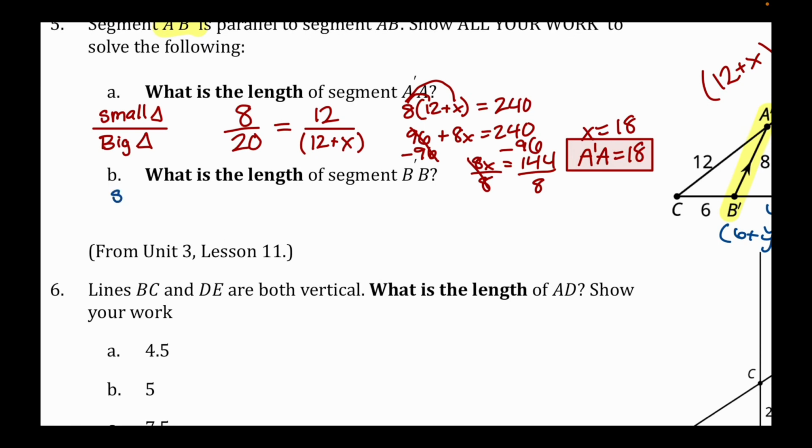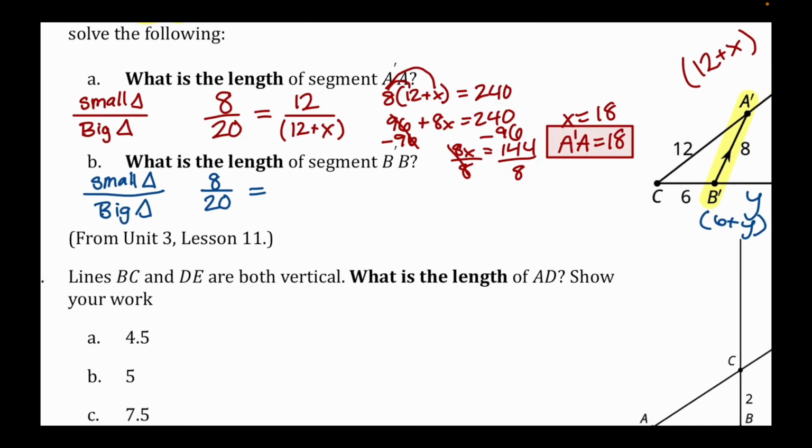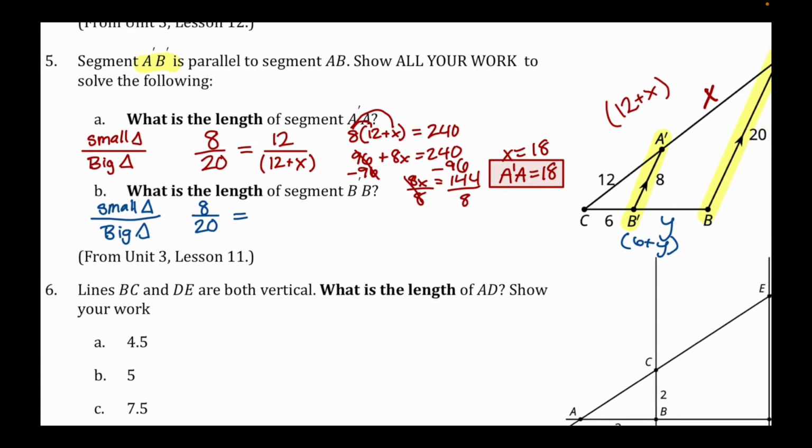So still going to do small triangle over my big triangle portion. So 8 over 20, and we're going to compare that to 6 from the small triangle, and then 6 plus Y for our variable. So 20 times 6 is going to give us 120. So we'll have 8 times 6 plus Y. I'm just going to leave that equals 120.